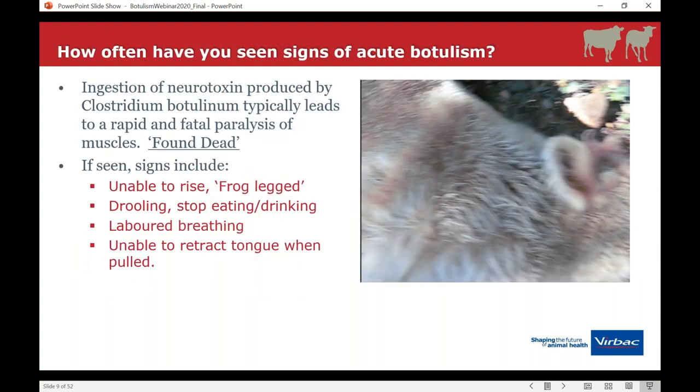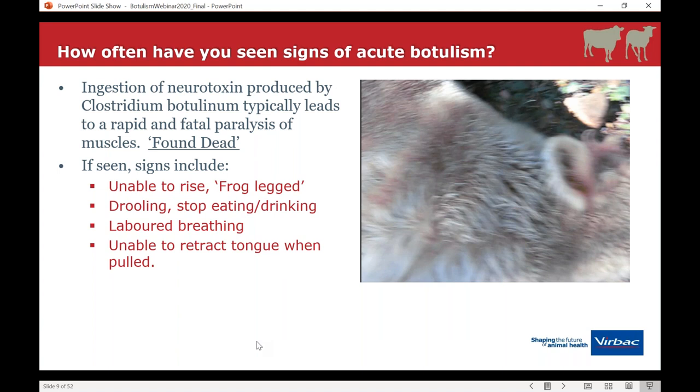So if we think about paralysis in the animal, what will you normally see? Normally, you will just find dead cattle, especially in northern Australia in extensive pastoral stations. If you do see symptoms of botulism, a lot of people notice that the cattle have their legs stretched out behind them, so we call that frog-legged. Other times, you may notice that the cattle have an inability to eat, they might not be breathing well, and we already mentioned the tongue.